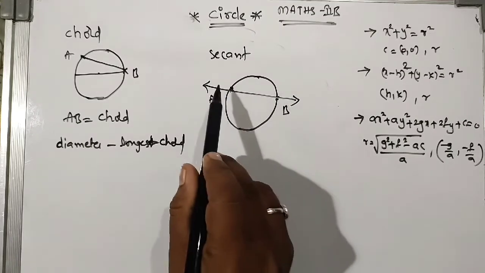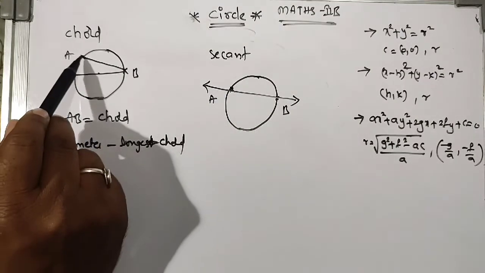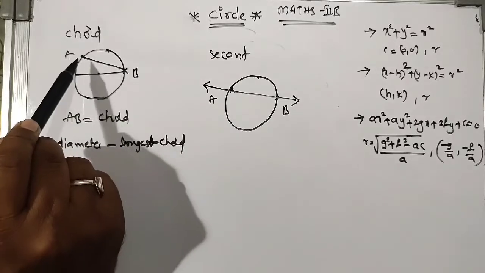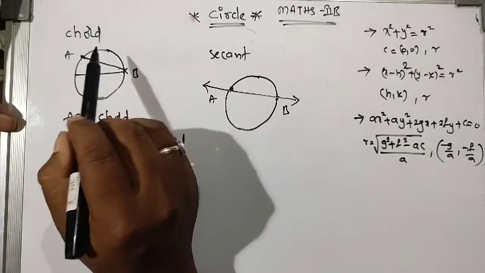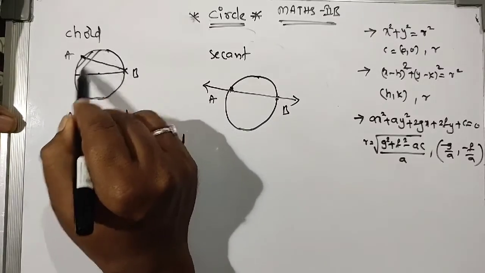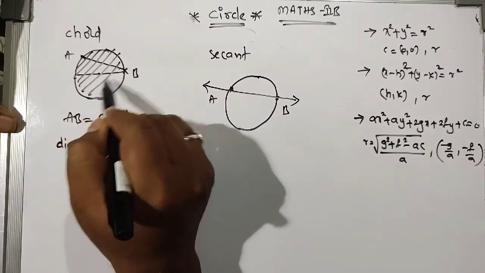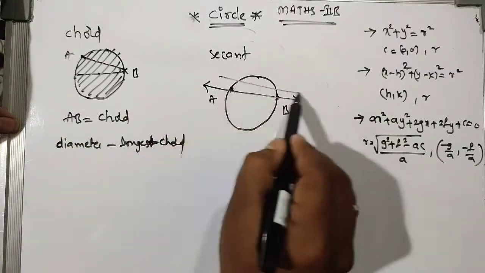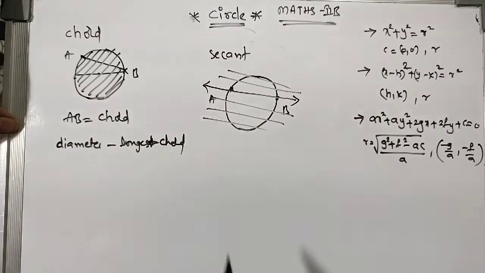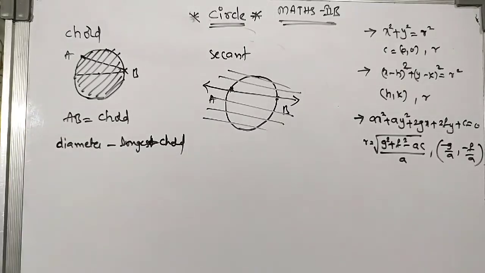A line has no end points, but a line segment does. If a line segment joins any two points, it is called a chord. You can draw any number of chords in the circle. These are all chords only. In the same way, we can draw any number of secants. These are all secants. So these are the two definitions of the chord and the secant.